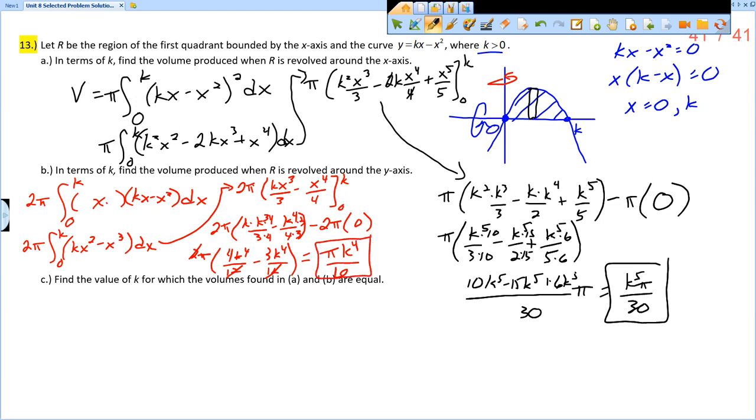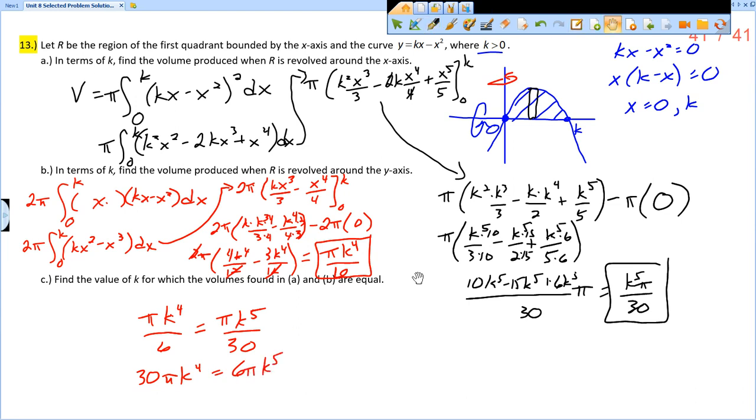Now it says find the value of k for which the volumes in A and B are equal. Well, all I'm going to do is set pi times k to the fourth over 6 equal to pi times k to the fifth over 30. So then we just want to solve this. So now I'm going to cross multiply. So I'm going to have 30 pi k to the fourth equals 6 pi k to the fifth.